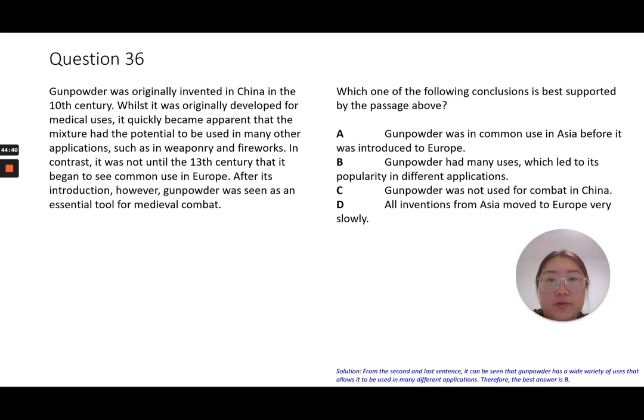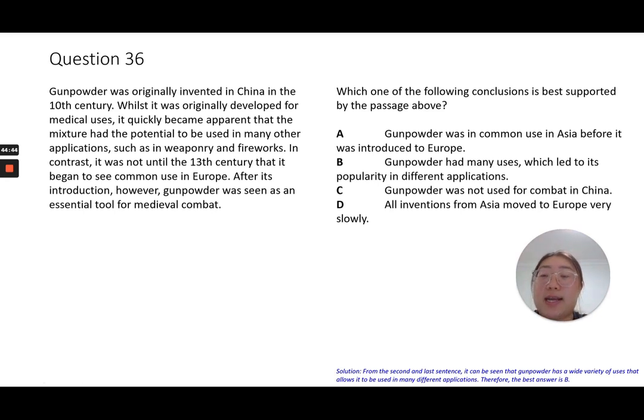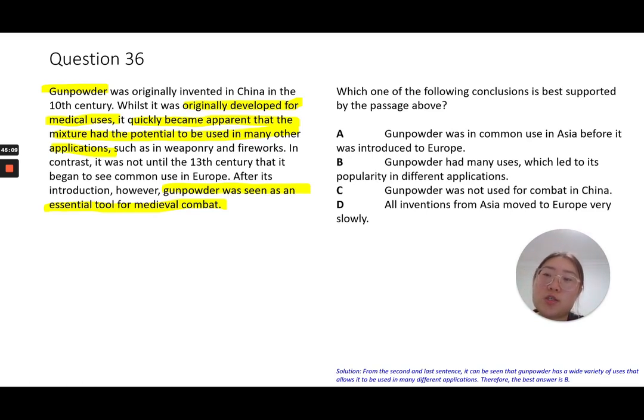Okay, 36. Which of the following conclusions are best supported? Let's highlight the main ideas of this passage. It originally was developed for medicinal uses, gunpowder, but it quickly became apparent that a mixture had potential to be used in many other applications. After its introduction, gunpowder was seen as an essential tool for medieval combat. So essentially, this whole passage is talking about the multiple uses of gunpowder after it was invented.